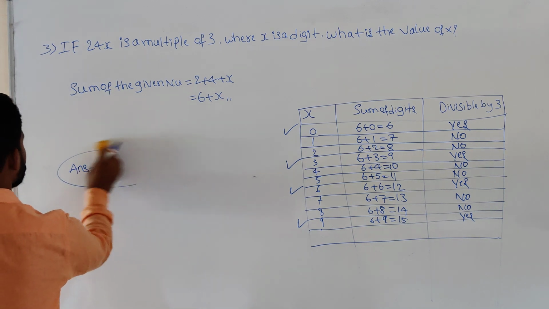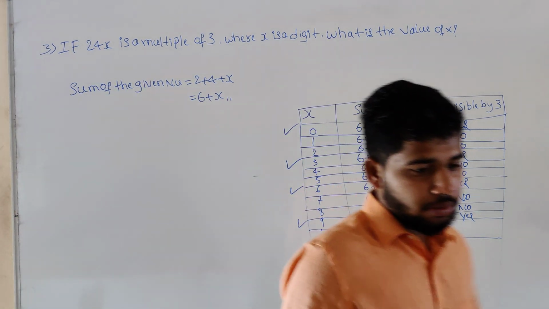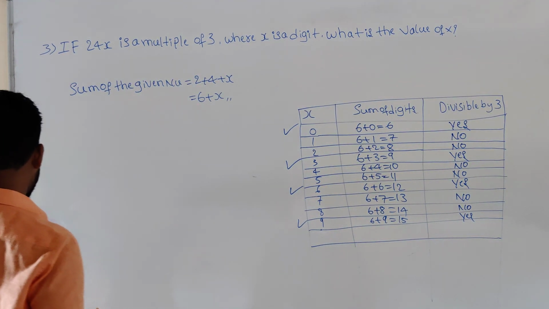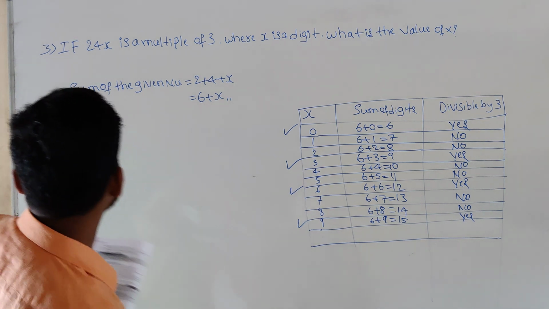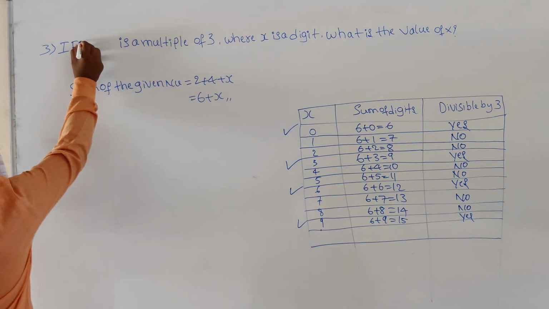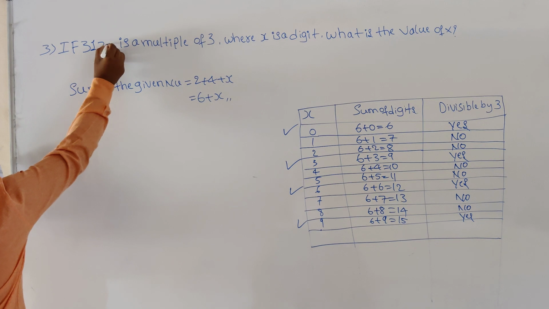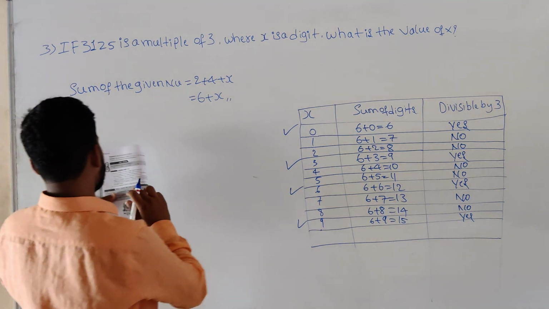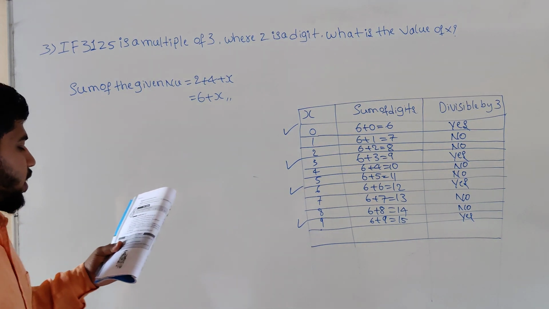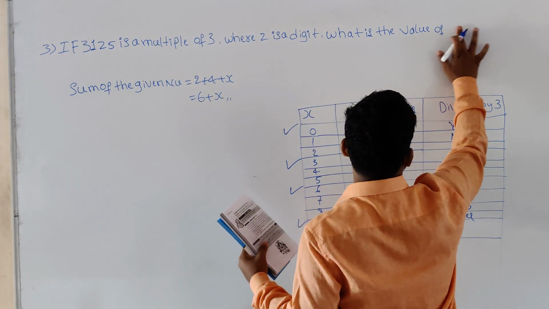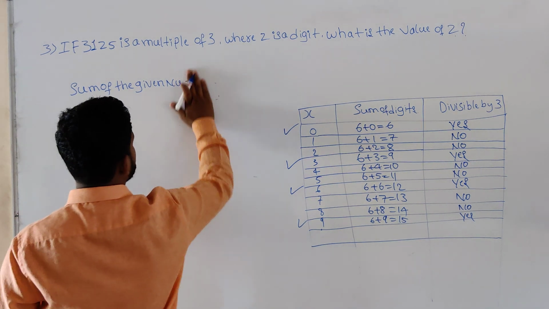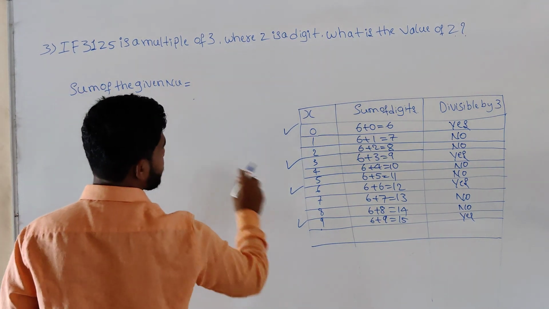Now we will complete the third one. Look at the fourth one. If 31z5 is a multiple of 3, where z is a digit, what is the value of z?